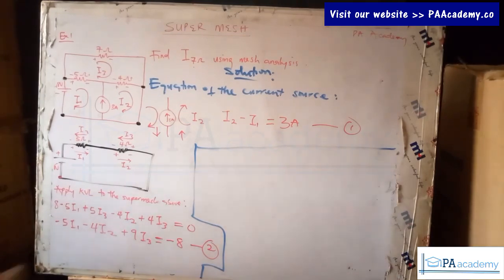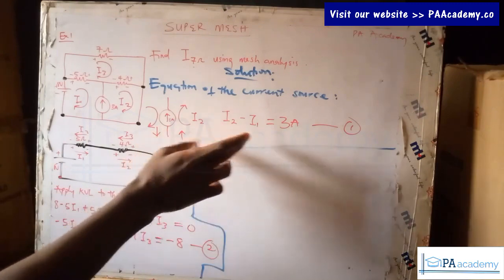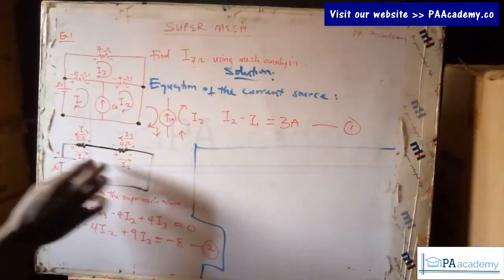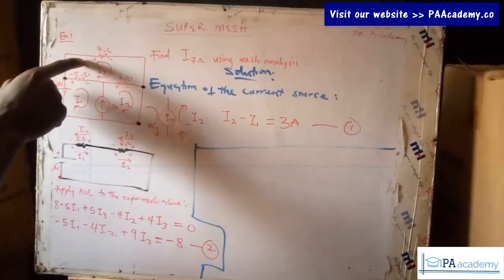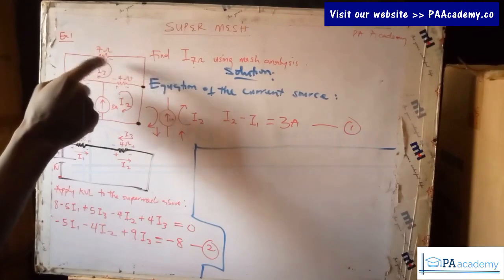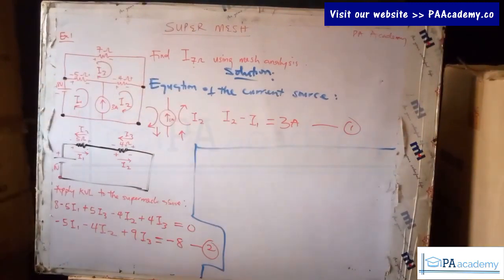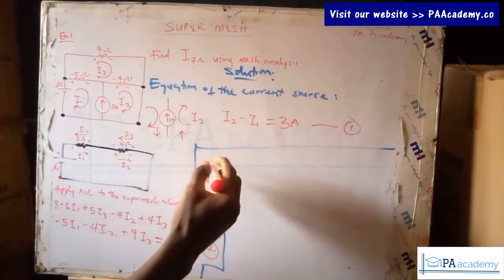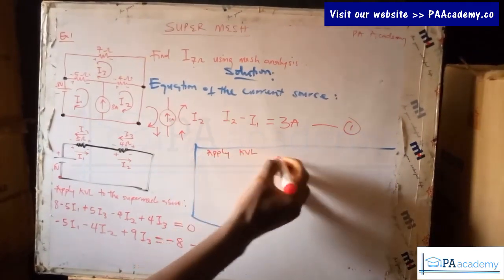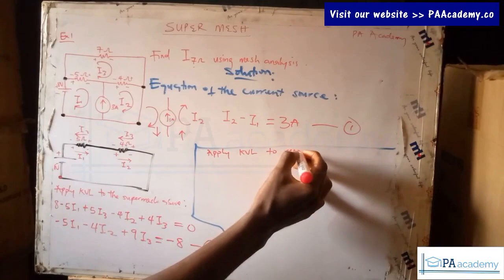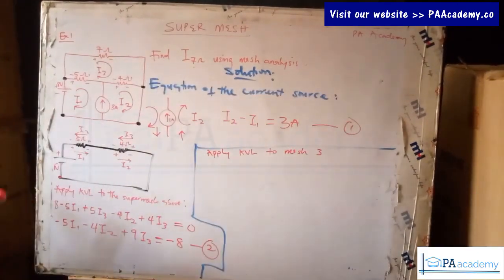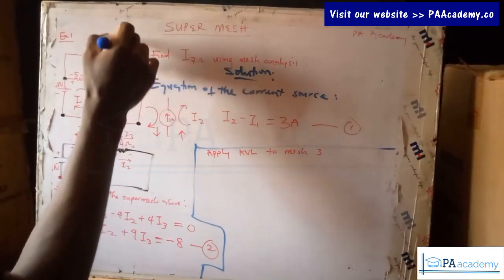Alright, so now we've been able to get the equation of the current source. We've also been able to apply KVL to our super mesh. Now let's solve this mesh above. Let's call this mesh 3, where we are having this I3. So that means let's apply KVL to mesh 3. This is the one I'm referring to as mesh 3, this particular mesh.